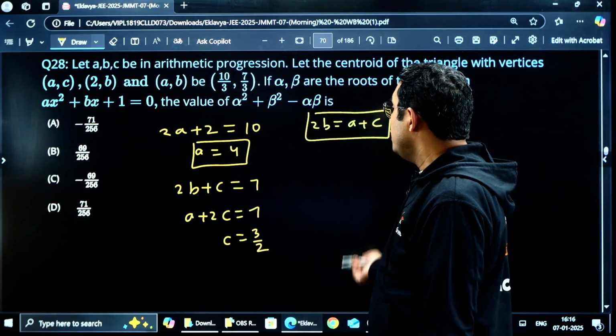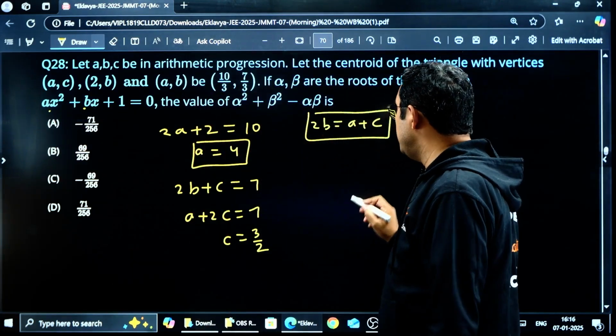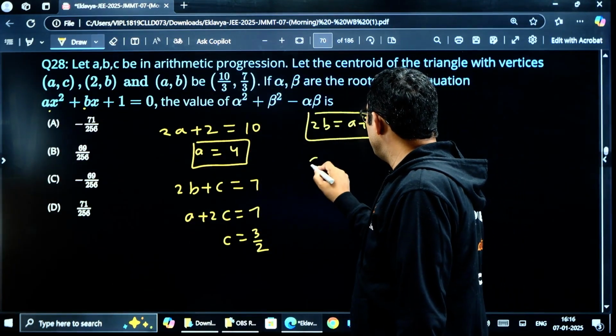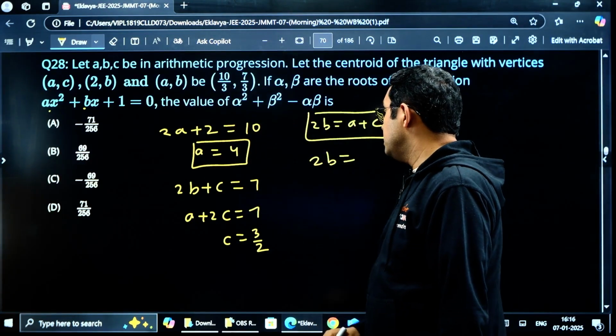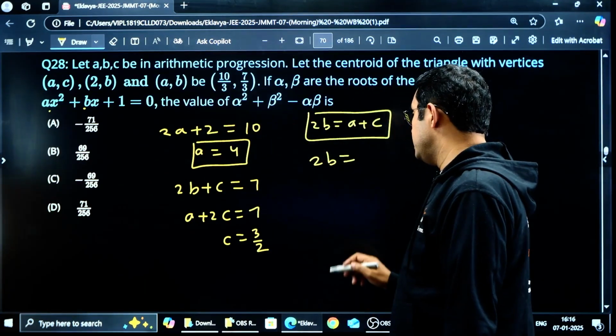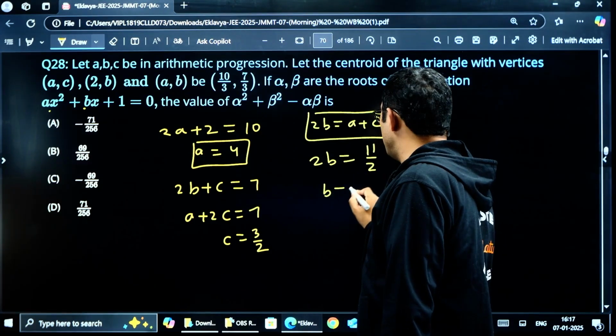And I think we can find b also. I need a and b for this. I already know a. I need b now. So b will be equal to, from this also we can find a plus c. So that will be 3 plus 4 plus 3 by 2. That is 4 into 2, 8 plus 3, 11 by 2, which gives b to be equal to 11 by 4.